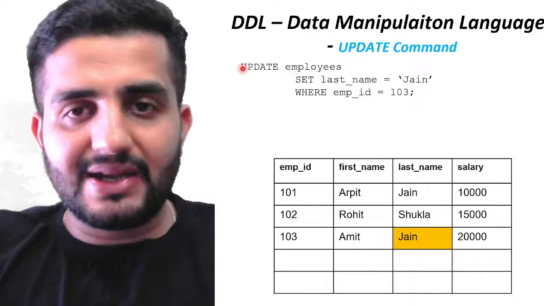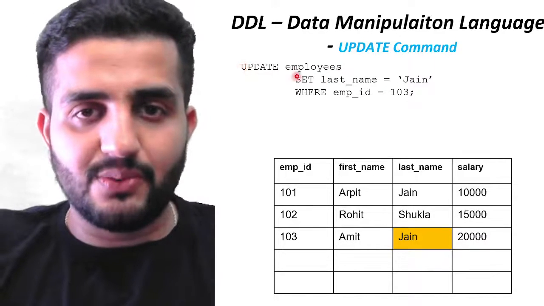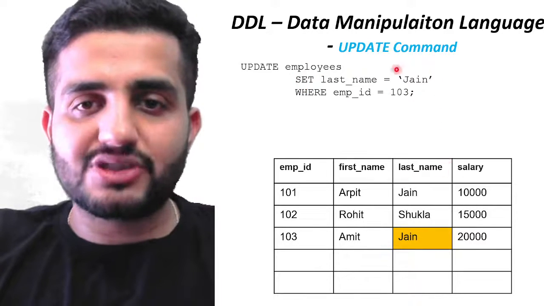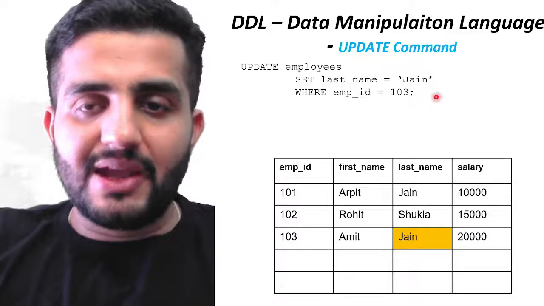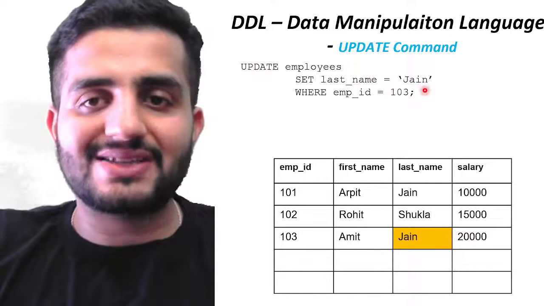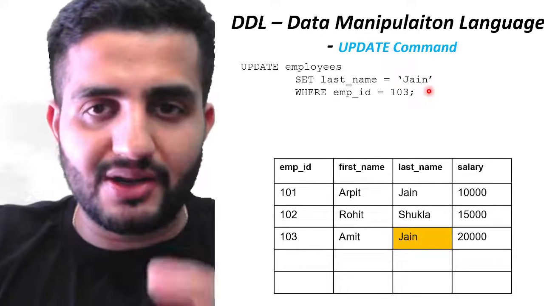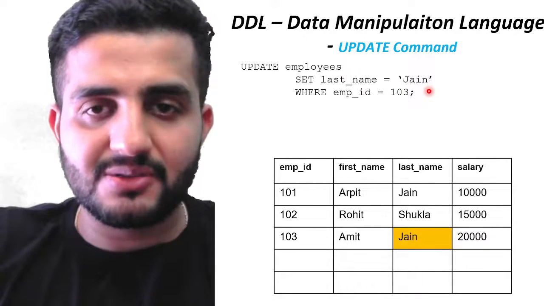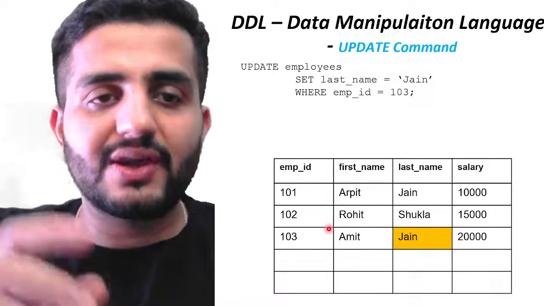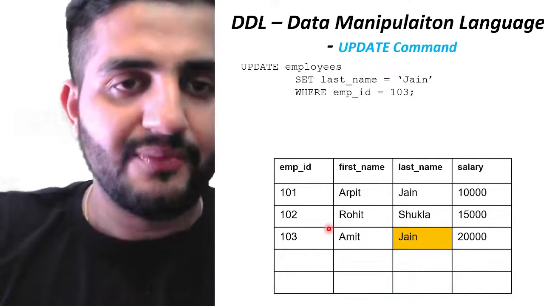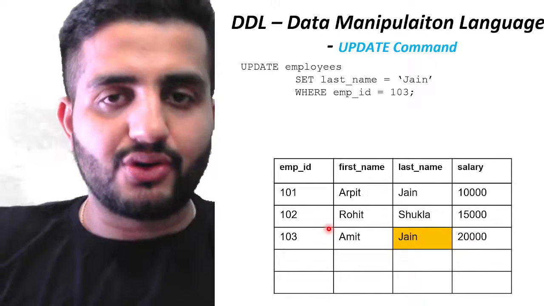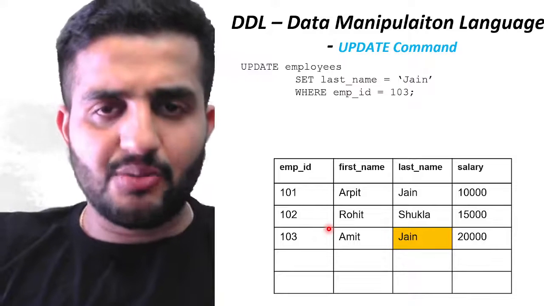So I have this update employees command. I have update as a keyword, and then I'm using the keyword set. I'm setting the last name to Jain where my employee ID is 103. You cannot just say update employees set last name to Jain, because do you want it to update everything? Not possible. You want to update it specifically where the employee ID is 103. You have to give some condition so that the update runs on top of that. That's how my update command runs.